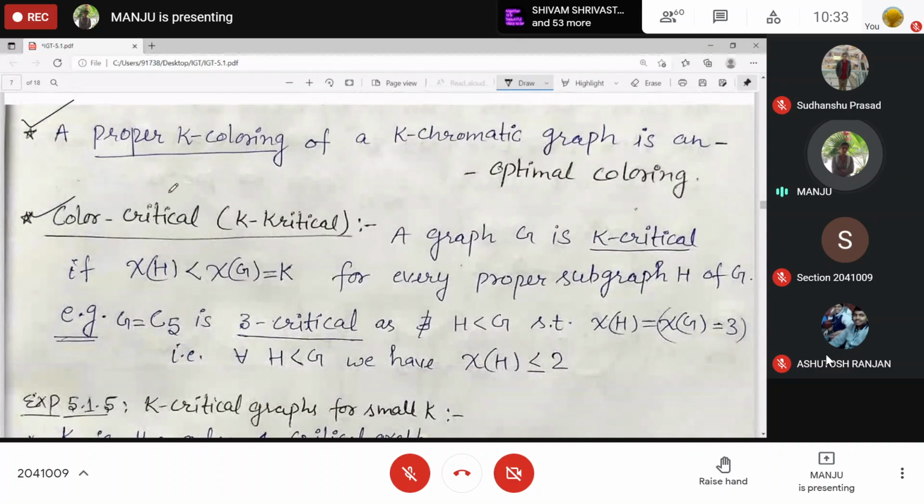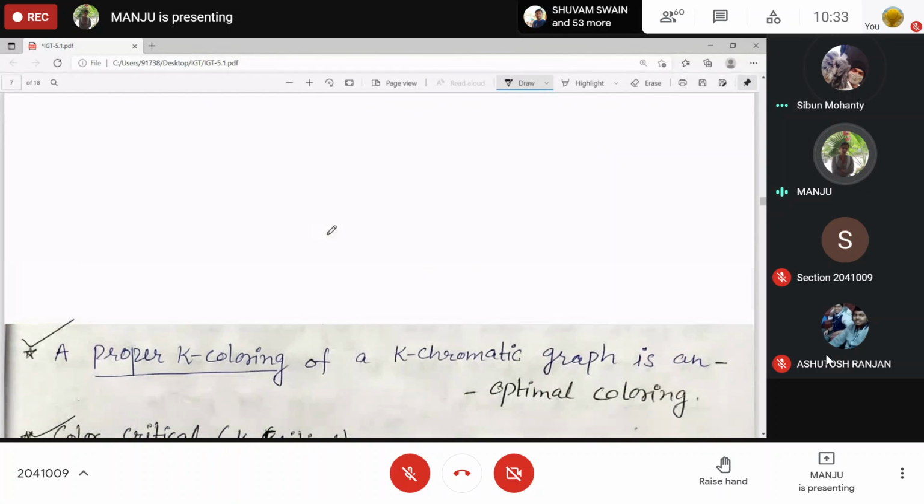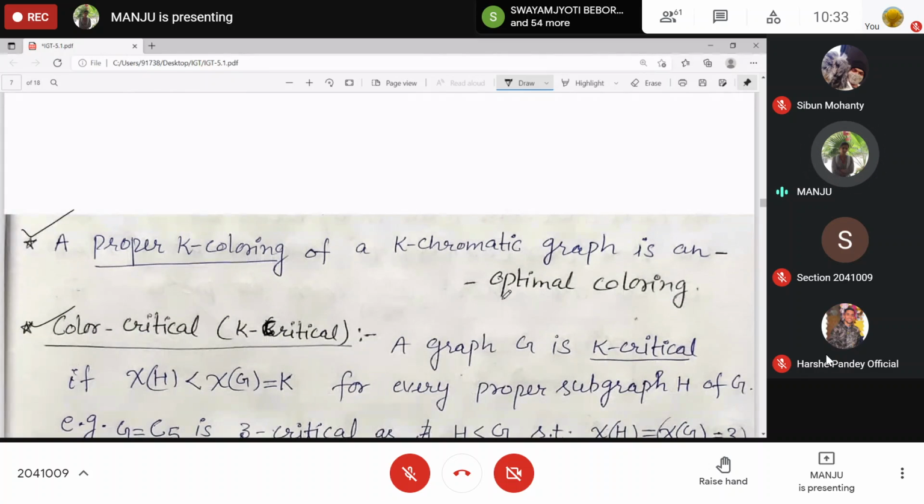Next one is color critical. If the graph is a C8, then the optimal coloring is 2, no? Yes, 2. Any even cycle, this is 2. Optimal coloring means we want the minimum. With the chromatic number we are having the minimum coloring. So we want to use the minimum number of resources.